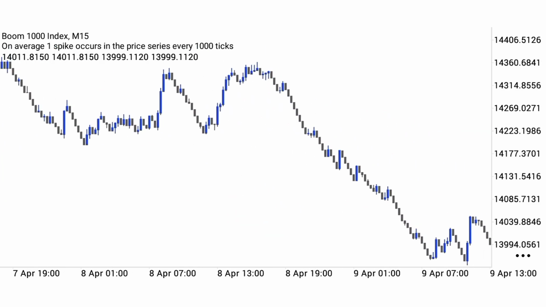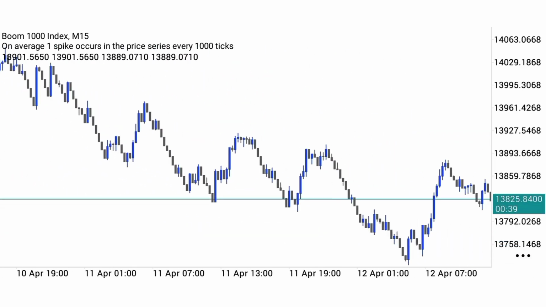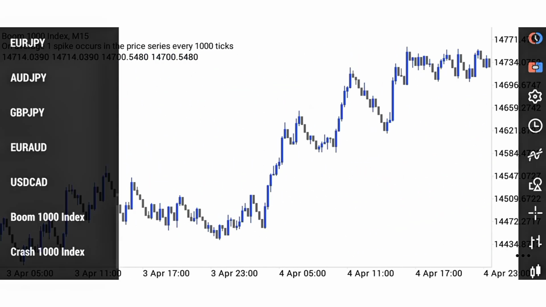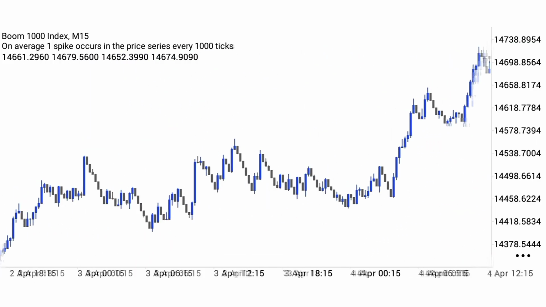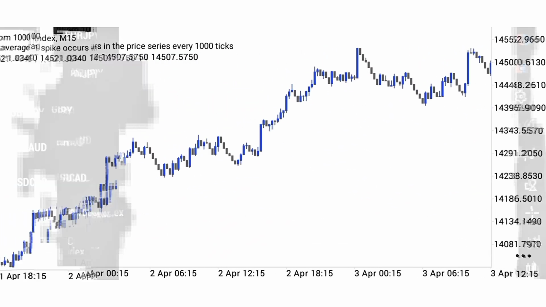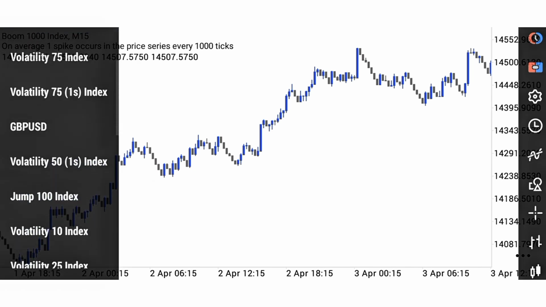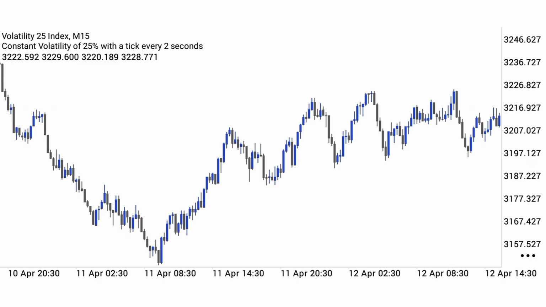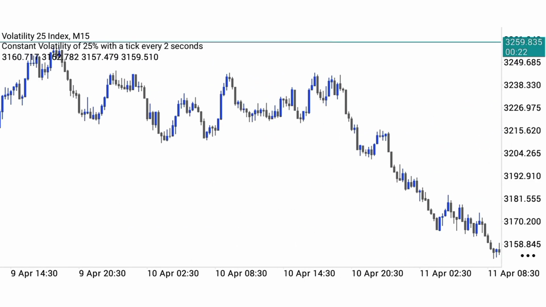Now, since you understand this, you can see the way this Boom and Crash is moving. Look at the way it's moving. Just go back to the previous charts and look at the movement here. Now compare that with what I showed you guys earlier on Volatility 25. Look at the way it is moving.